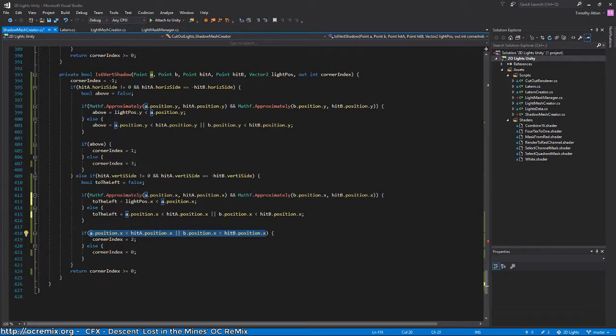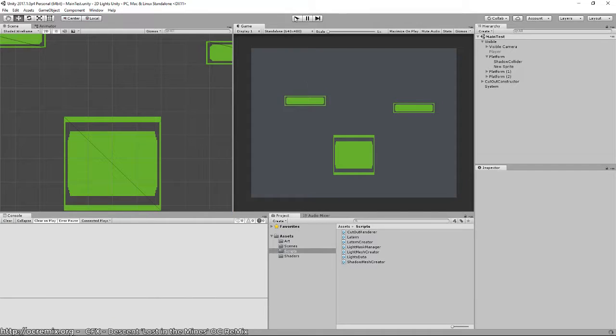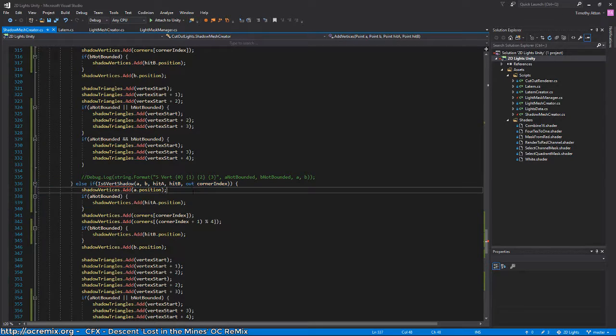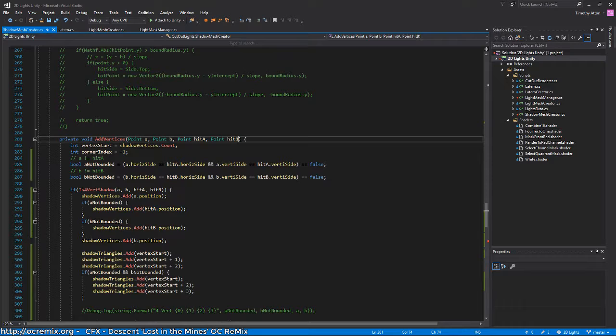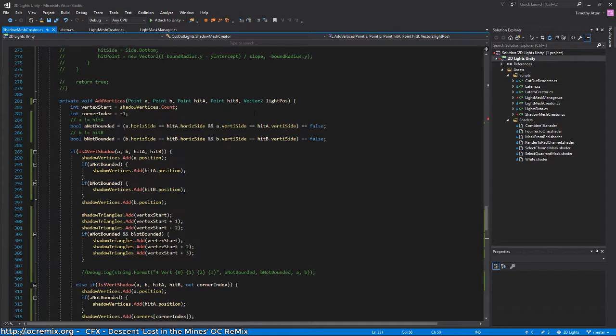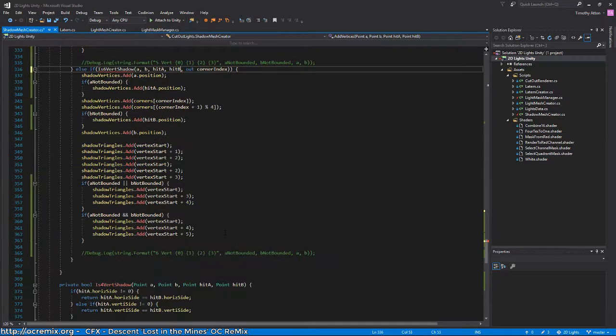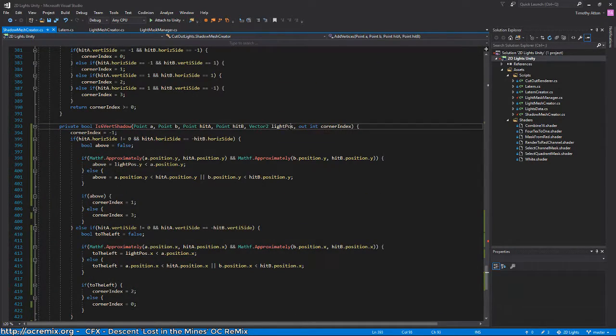Okay, and then if to the left. Okay, so I think we're all set here. Okay, something wrong. Oh right, I need to pass the light position. It's a little annoying because now I have to pass that all the way down to this function, but can't be helped. Oh, well, I don't need to pass the light position because the light position is always 0. Of course. That's one of the main things about the system.